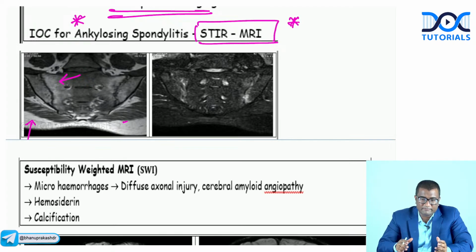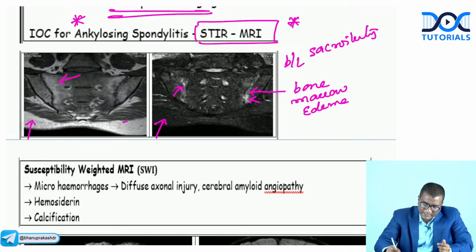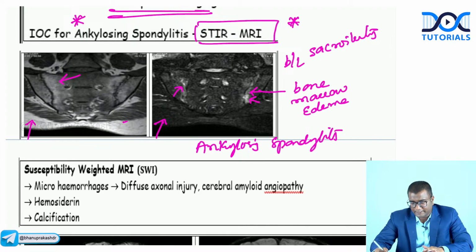I need to suppress the fat. So I have suppressed the fat and I still see some white areas. I know this is not bone marrow fat. This is bone marrow edema because fat is suppressed. So I know this is bilateral sacroiliitis that I am seeing. And this would be ankylosing spondylitis, right? So that is how STIR will help you, by suppressing the bone marrow fat.